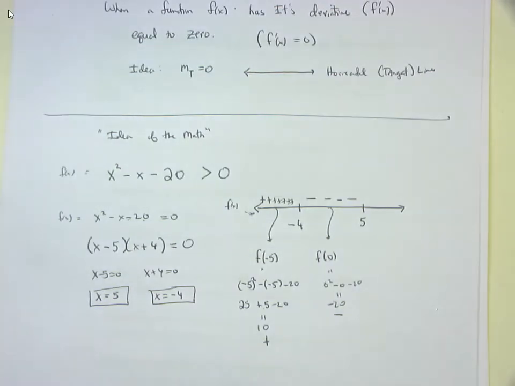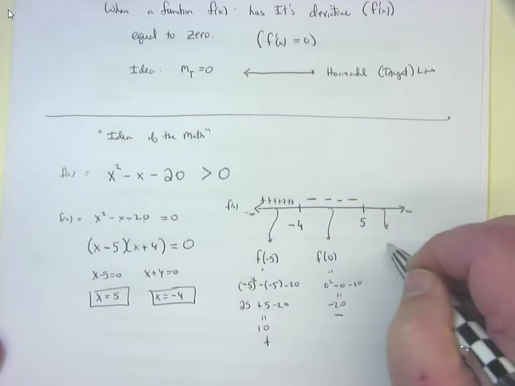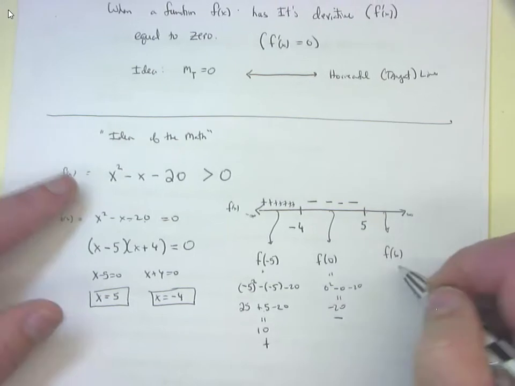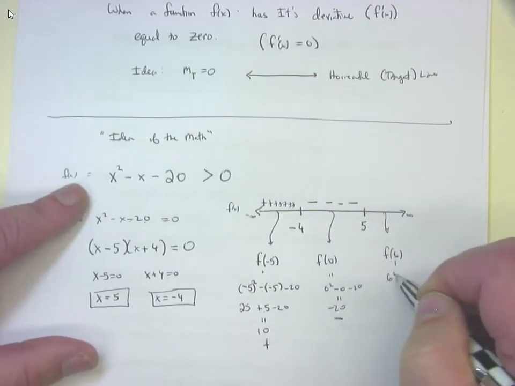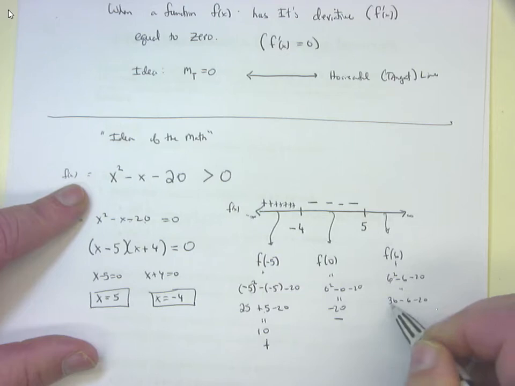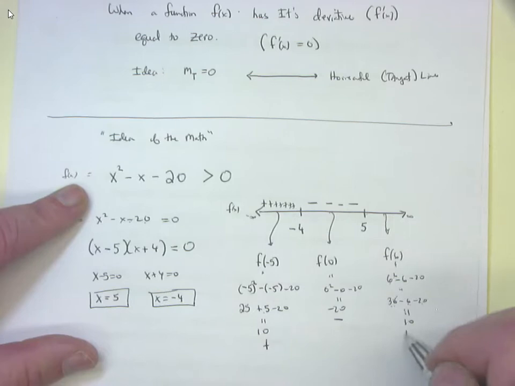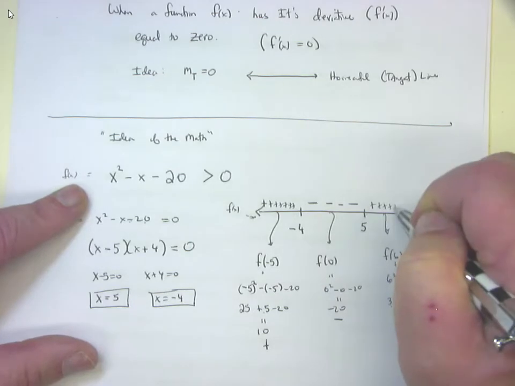Does that make sense? And then I'm going to do one more. There's an interval over here from 5 to infinity. I choose 6. And then I'm going to plug that 6 into my equation. This will be 6 squared minus 6 minus 20. 6 squared is 36, minus 6, minus 20. 36 minus 6 is 30. Minus 20 is 10. Kind of jumped the gun there. But I don't care what the number is. The fact is, it's positive. So everybody in here is positive.